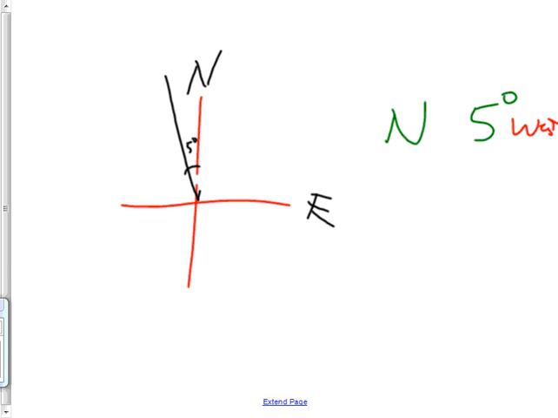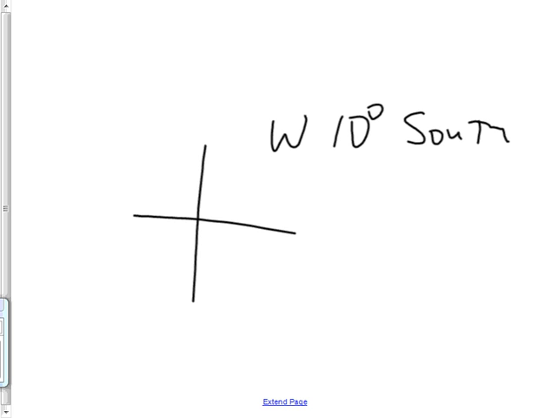Okay, good. And let's say I had said west, 10 degrees south. Make a little compass rose, show where you think that is. Here's west. 10 degrees south of that would be about, that's too much. About there. Raise your hand if you had that one right. Okay, good. I think you get bearing then.